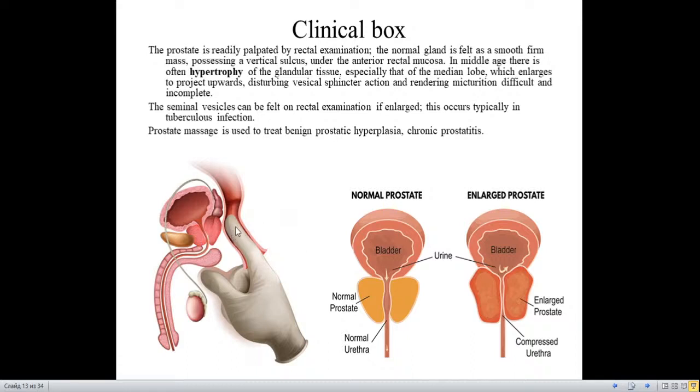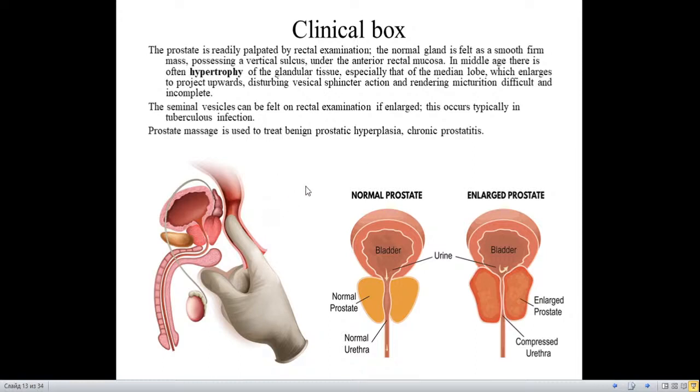This rectal examination can be used for diagnostics of conditions of the prostate gland and seminal vesicles, and also as a method of treatment. It is known as prostatic massage. The procedure is absolutely the same, actually: massaging of the prostate gland through the rectum. That is the nature of this procedure. And it can be used in case of benign prostatic hyperplasia or chronic prostatitis, not acute prostatitis, but chronic prostatitis.